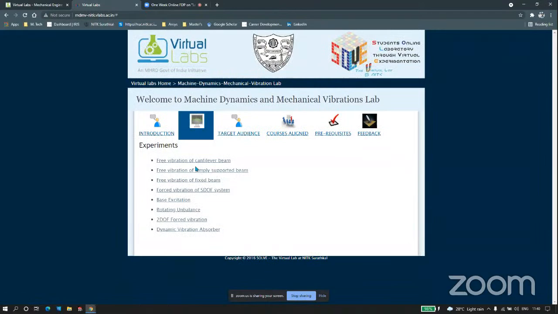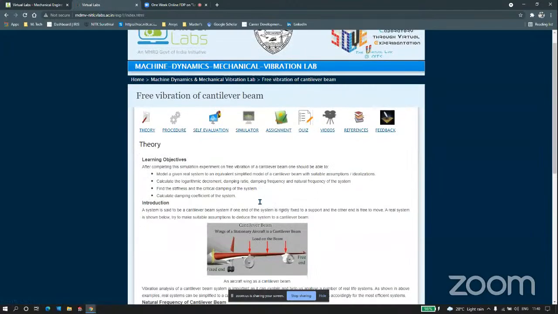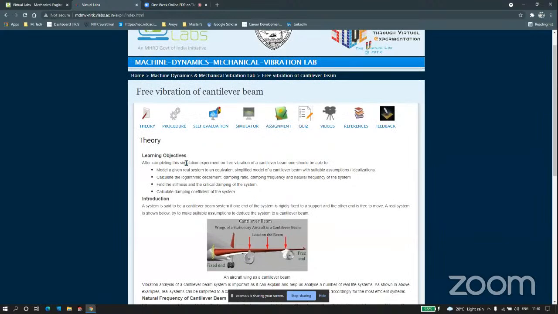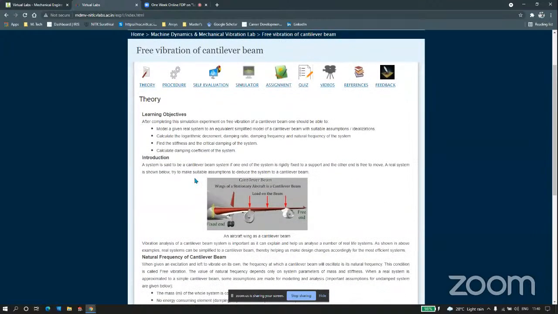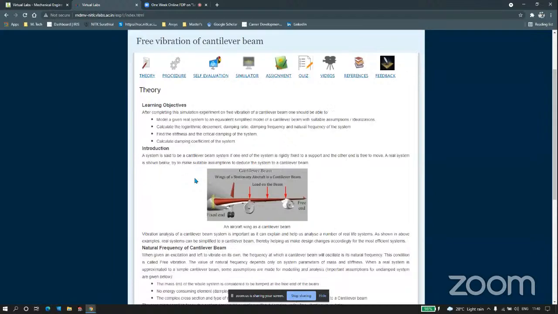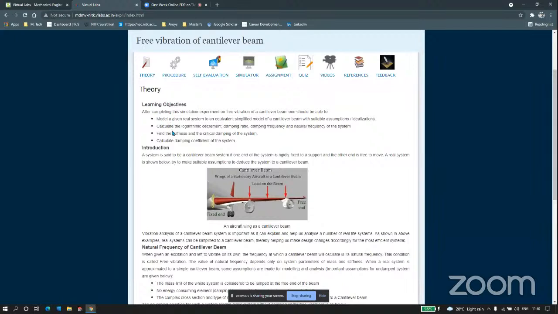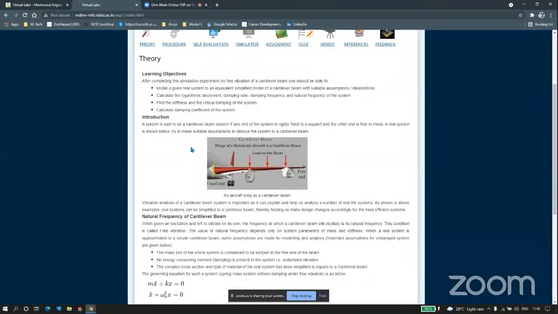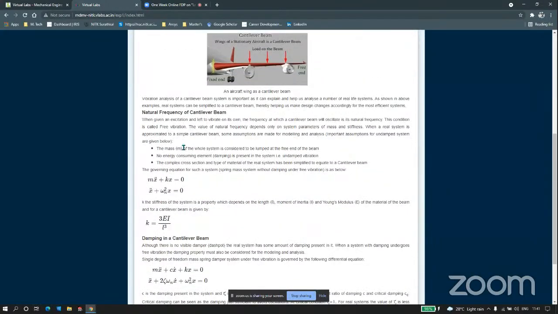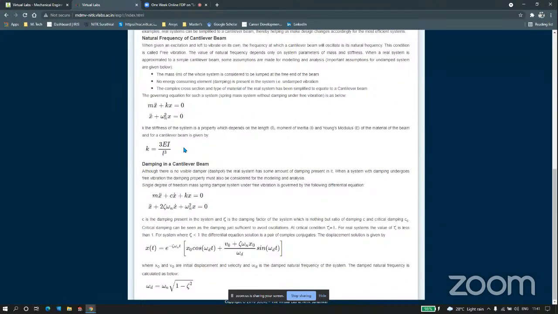Here I'll be demonstrating free vibration of a cantilever beam. In the experiment, we find multiple options like theory, procedure, quiz, simulation, assignments, etc. In the theory part, you will get to know about the objectives of the experiment. Here the objective is to calculate the logarithmic decrement, damping ratio, damped frequency, and natural frequency of the system, and also the damping coefficient of the system. Later you will get an introduction about the cantilever beam, then the formulas associated with the experiment. You can read through it once and you'll get to know about the experiment.